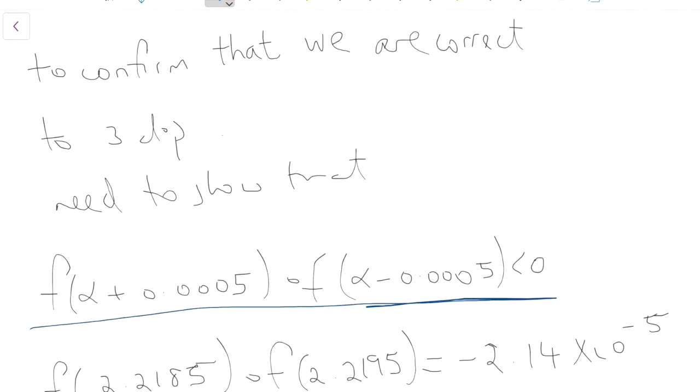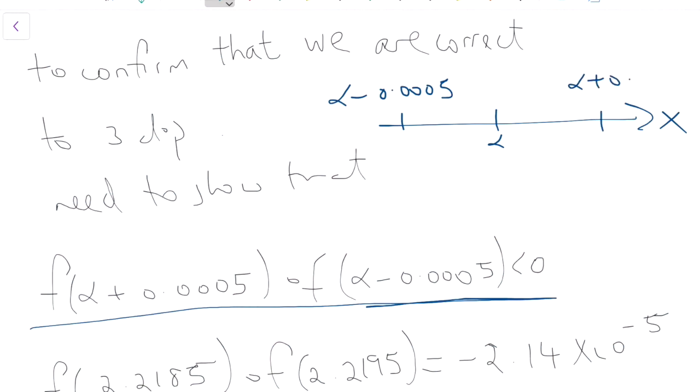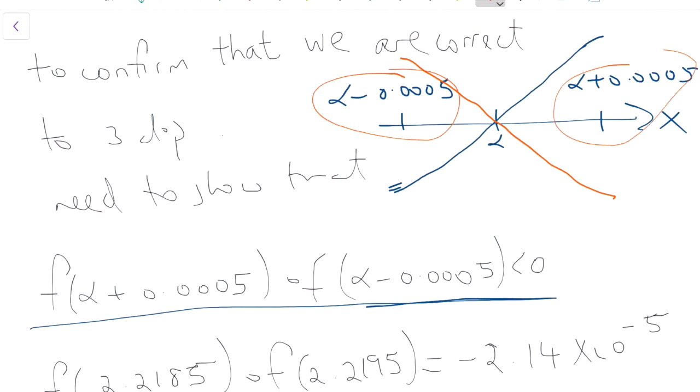So what we're saying is, if you plot a graph on the x-axis, and this is exactly alpha, so the graph would cut here, and this is alpha minus 0.0005, this is alpha plus 0.0005, then you would obtain something which looks a bit like this. Or it might be the other way. Either way doesn't matter. What matters is that the product of f evaluated at this point and f evaluated at this point is bound to be negative if we are correct.